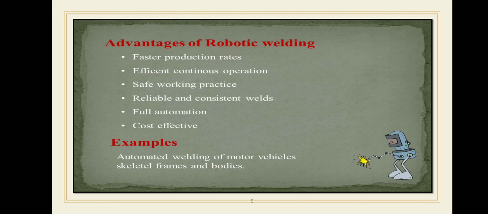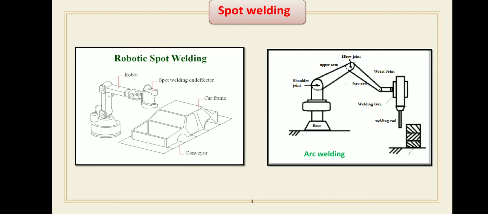An example is automated welding of motor vehicle frame bodies. Welding robots are generally used in the automobile sector for spot welding or for arc welding of car frames or car bodies. So these are the two major applications of industrial robots in the manufacturing sector, spot welding and arc welding. Both are important processes used in manufacturing.